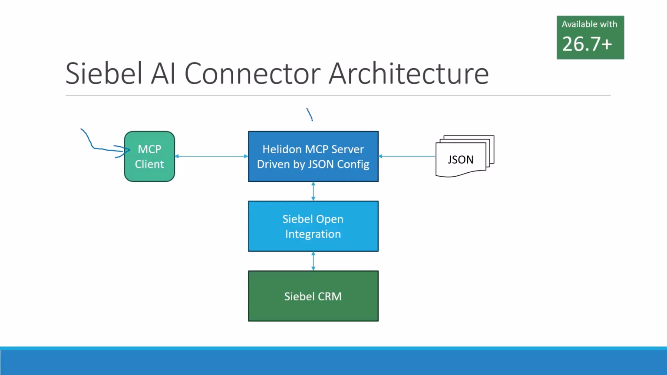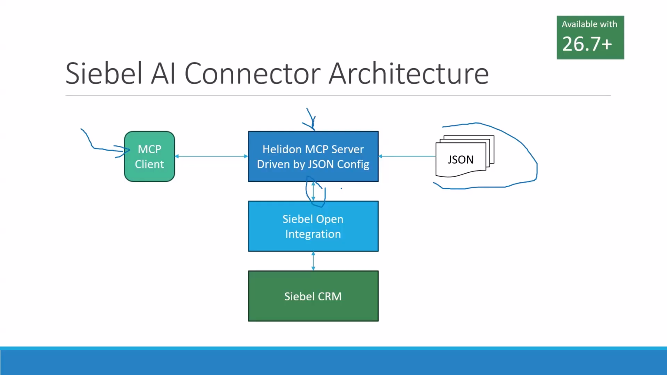Then we have this generated MCP server. Remember the JSON files? They generate the MCP server at runtime. That's the Helidon part. And as per Oracle documentation and what I understood so far, it exclusively connects to Siebel Open Integration. So I did say Open Integration, you will hear about this. It basically is required. Open Integration is required for the AI connector. It's the only official data source.